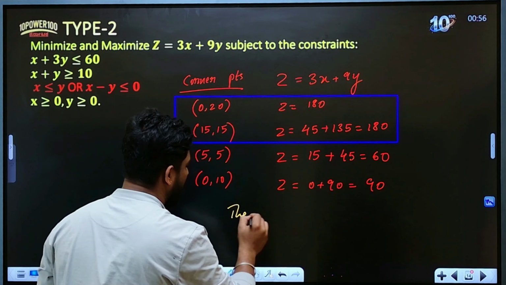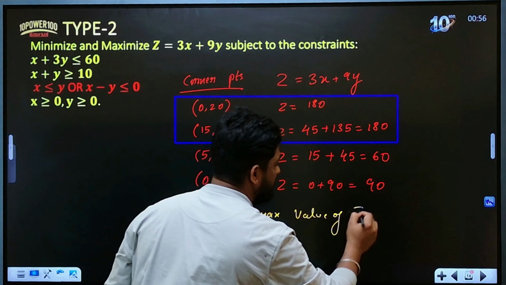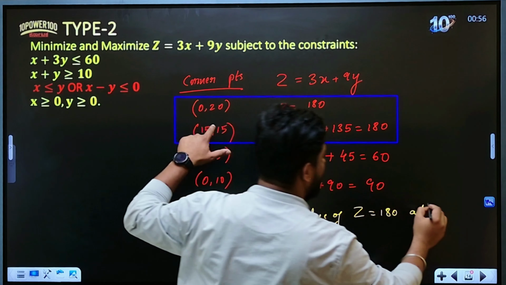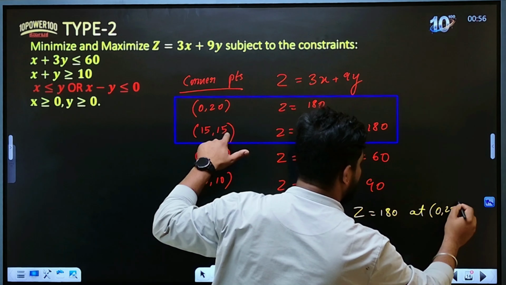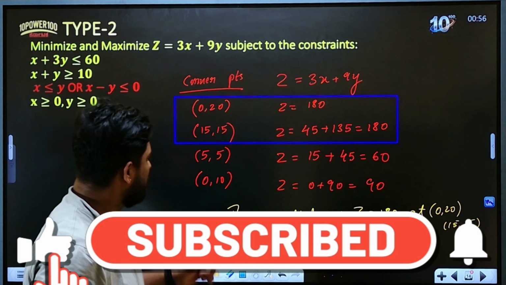So the maximum value of z is equal to 180 at, there are 2 coordinates we have got, so (0, 20) and (15, 15), so both we have to write it. Okay, so now this is the maximum value.